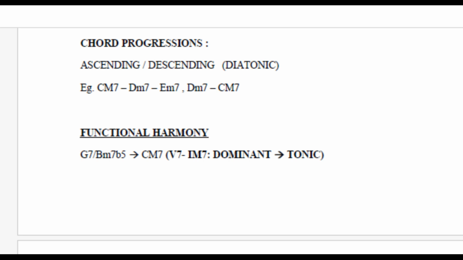And here we can also use the substitute of G7, which is the B minor 7 flat 5, as these two chords have 3 common notes, the B, D and the F note. So we can use the 7 chord also here in place of the 5 dominant chord.